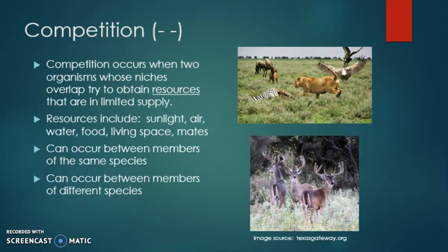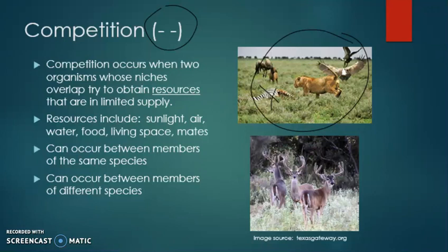Our next relationship says minus minus up here. And that is because you've got a situation where two organisms whose niches overlap are trying to obtain resources that are in limited supply, and they're the same type of resources. So, for example, in this picture here, you've got a dead zebra right here, and then you've got 4 or 5 different other organisms that want to eat the zebra. They're all struggling to get that resource, that food resource. Okay, so that's the essence of competition.